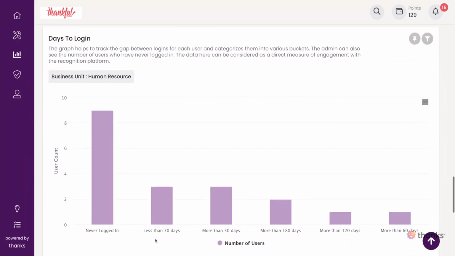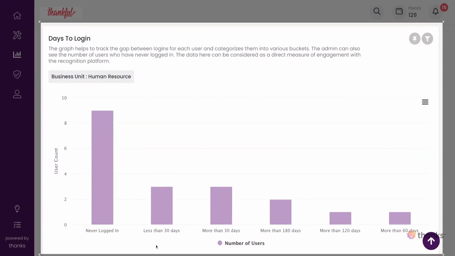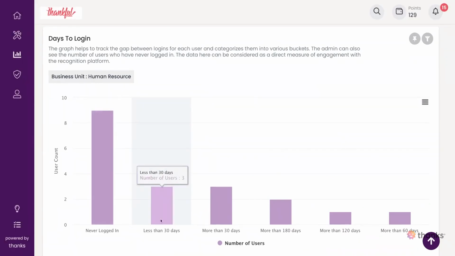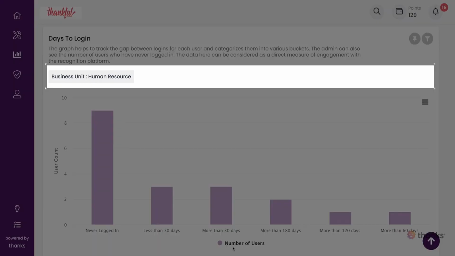Our next graph shows the distribution of gaps or delays in logins by the users. This will help you to track the gap between logins for each user and show them in various sections. You can always drill down these reports to the required business unit level.